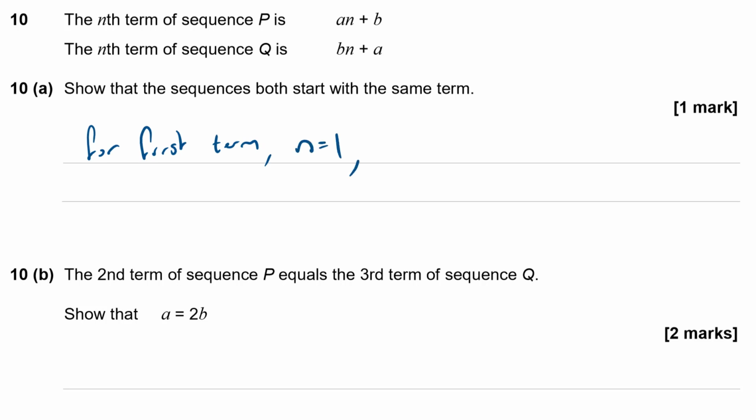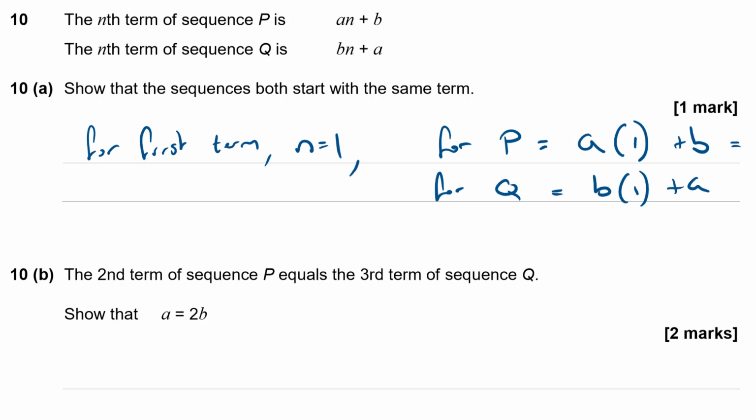Okay, so for sequence P, that is going to be a lots of 1 then plus b, so that's just a plus b. And for Q, it's going to be b lots of 1 plus a, which is, well, b plus a, which is the same thing as a plus b then, isn't it? So those two you can see are the same.